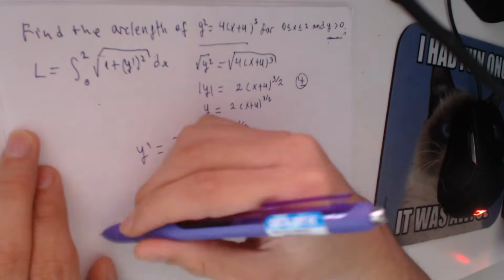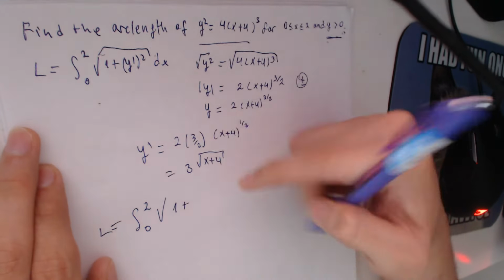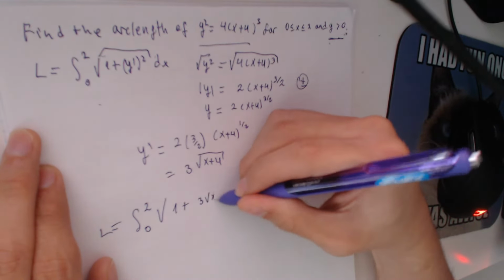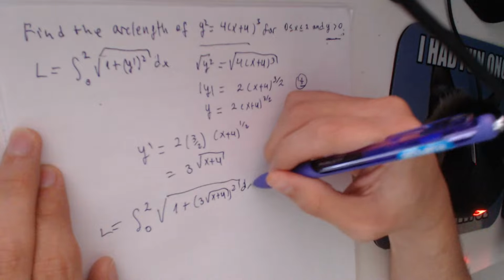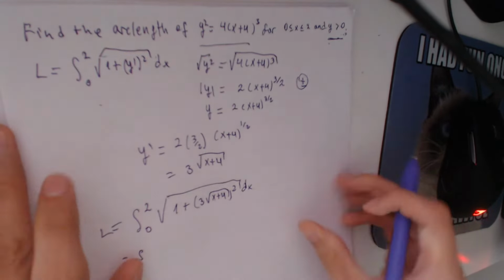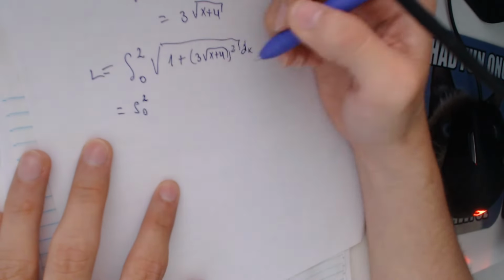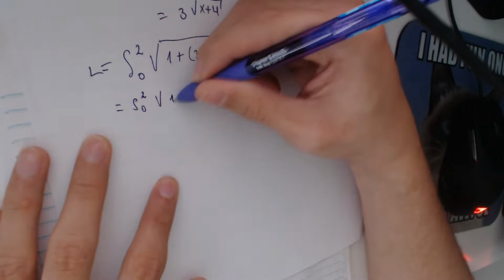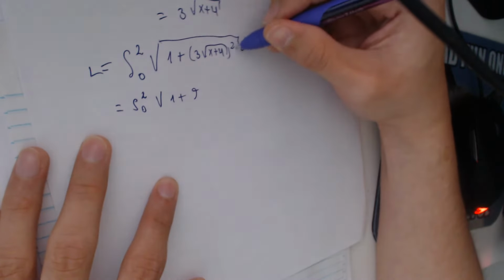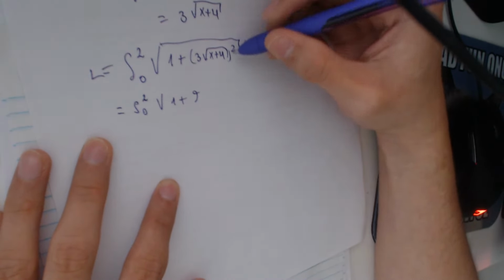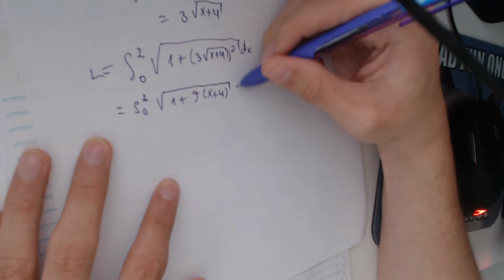So now if we apply this formula, well, arc length is the integral from 0 to 2 of the square root of 1 plus the derivative squared. So here's our derivative, and we're going to square this to use our formula. So this equals the integral from 0 to 2 of the square root of 1 plus 3 squared is 9, square root of x plus 4, and the square and the square root cancel out to get x plus 4, everything under the square root dx.